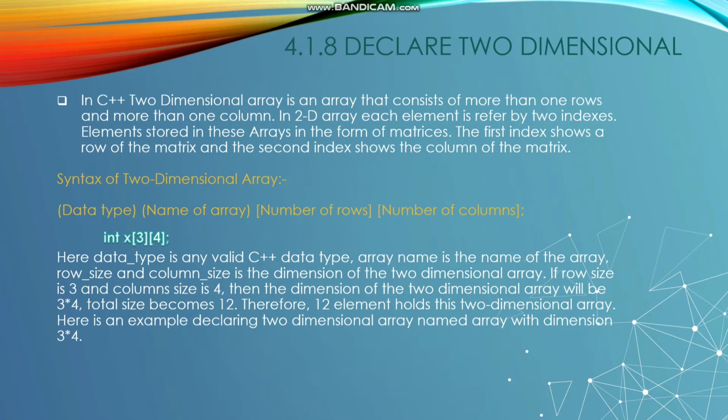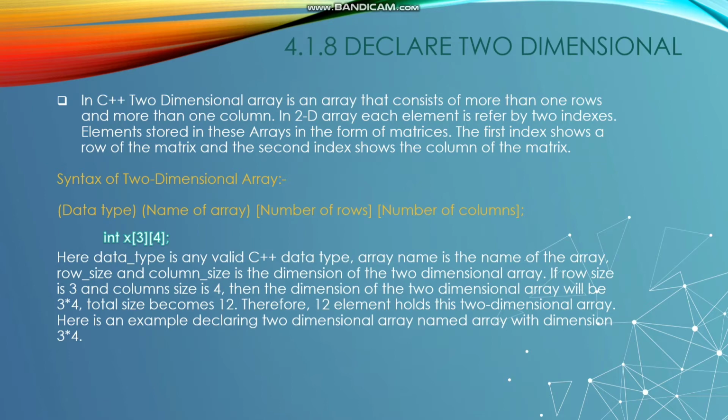Now I'd like to present about chapter 4, two-dimensional array. First, we move to how to declare a two-dimensional array. In C++, a two-dimensional array is an array that consists of more than one row and more than one column. In a 2D array, each element is referred to by two indexes. Elements are stored in these arrays in the form of matrices. The first index shows the row of the matrix and the second index shows the column of the matrix.